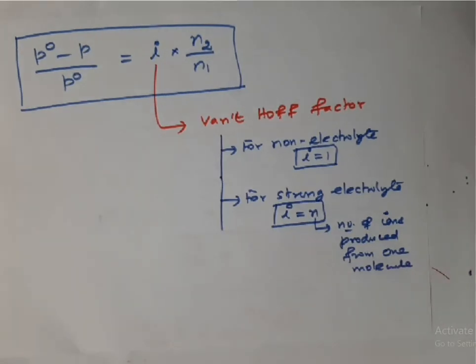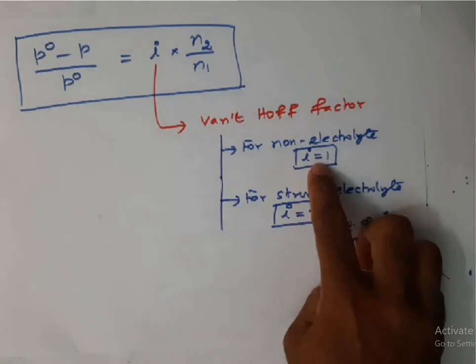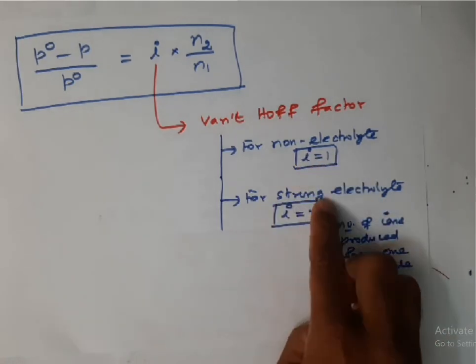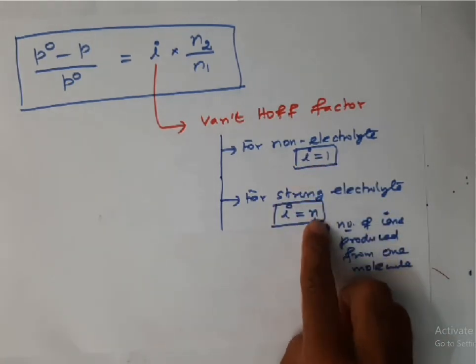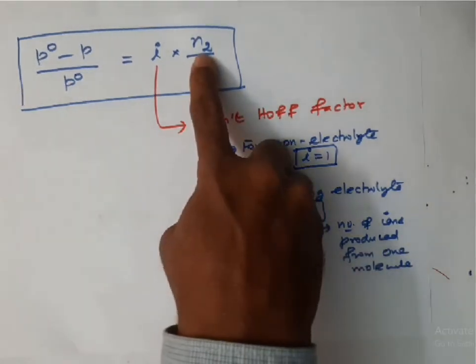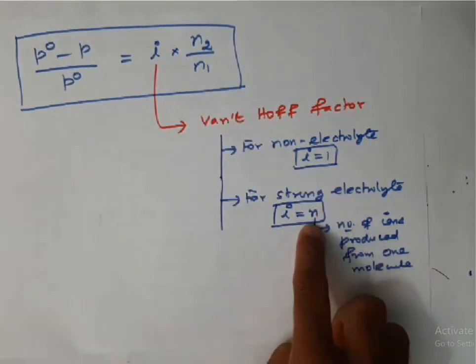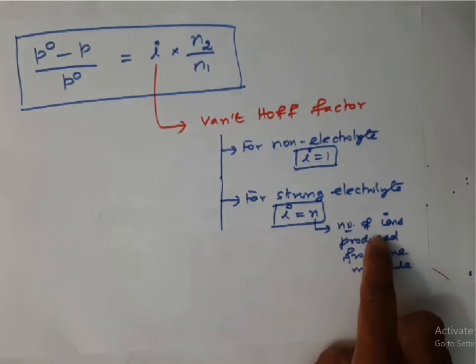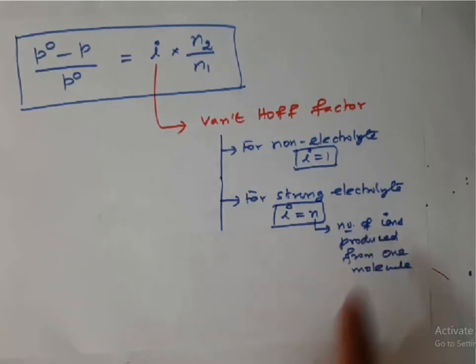Take down. Students, keep all these things in mind. Very, very important. If it is a non-electrolyte, i equals 1. For strong electrolyte, i is equal to n. Students, this n is not the number of moles, it is the number of ions. What is meant by that?